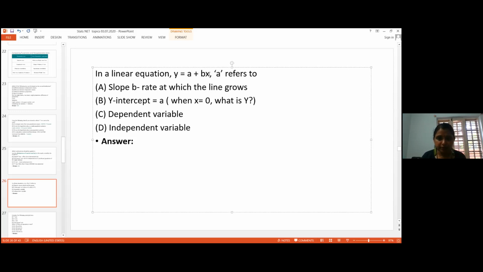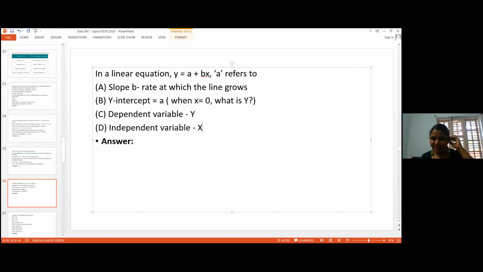When x equals 0, this term will disappear, correct? Then what is left? A. That means what? Where does y lie when x is absent? Okay. And which is our dependent variable here? Obviously it is y. Which is our independent variable here? Obviously it is x. According to x, y varies.